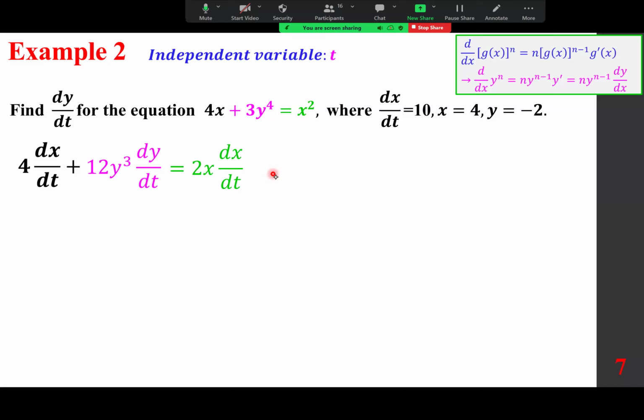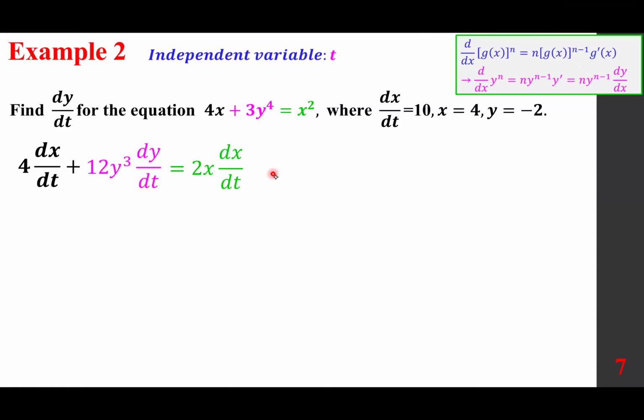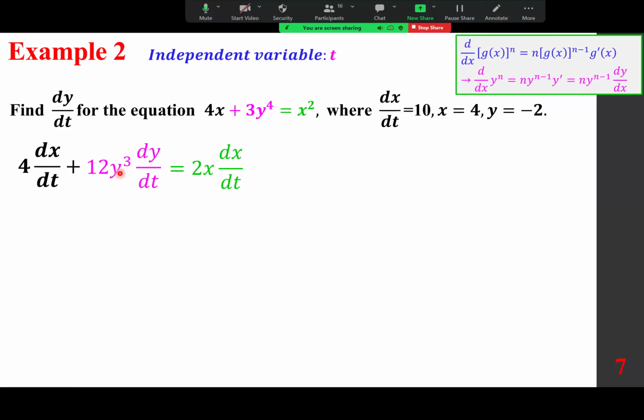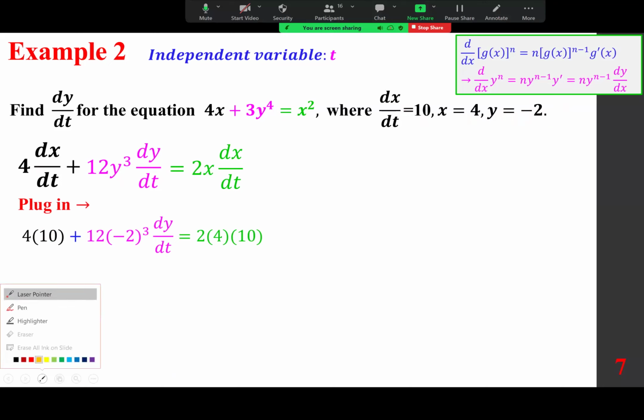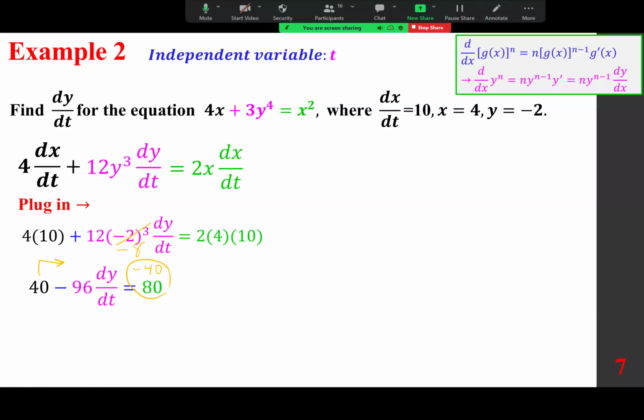There are two ways to finish it. One is to plug in, and that's fine. The second one is to solve for dy/dt and then plug in. I'm going to show you both ways for practice. So first, let's plug in. That means replace dx/dt with 10, y with -2, x with 4, and simplify. This is 40. This is 2 times 4 times 10, which is 80. This is -8 times 12, which is negative 96. Move the 40. The right side is 40.